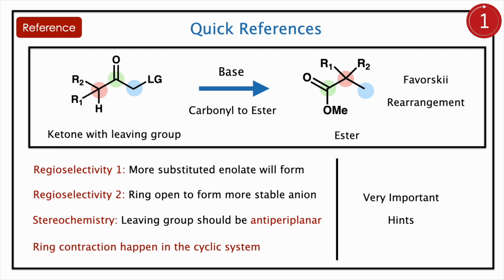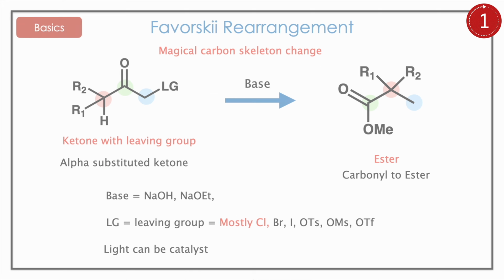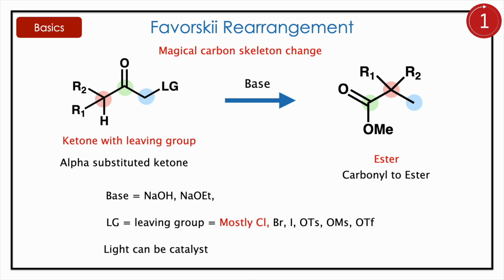We will see in detail what the Favorskii rearrangement is. Normally, it happens in a ketone, with an alpha leaving group on one side and an alpha hydrogen on the other side. The final product will be the ester, with rearrangement of the alkyl group. Here you use a base as the reagent. The base can be simple hydroxide or ethoxide. The leaving group can be any good leaving group like halogen, tosylate, mesylate or triflate. Light can also sometimes act as a catalyst.